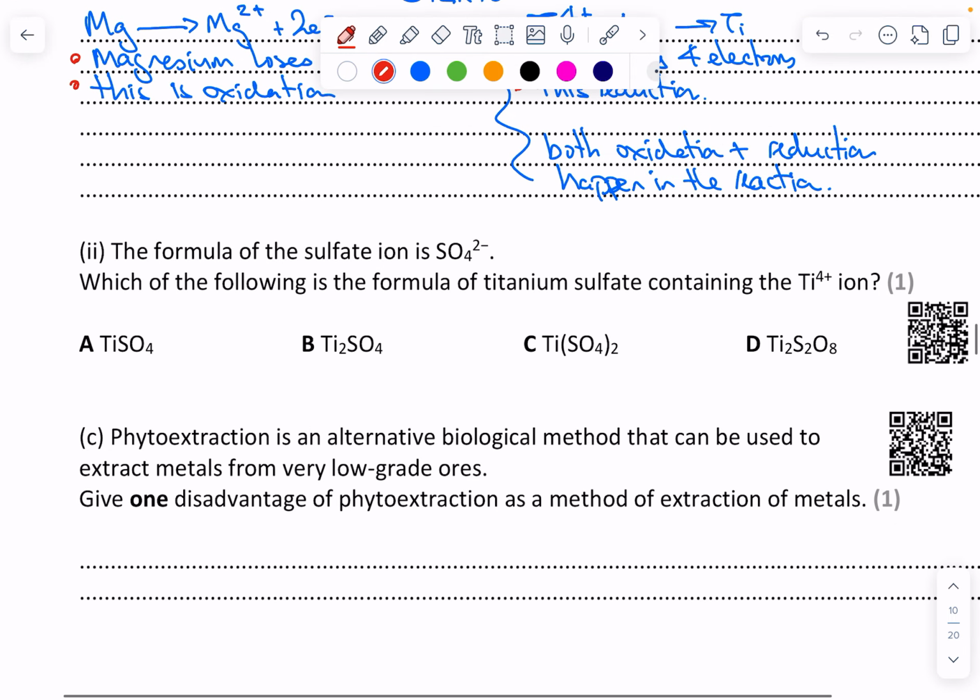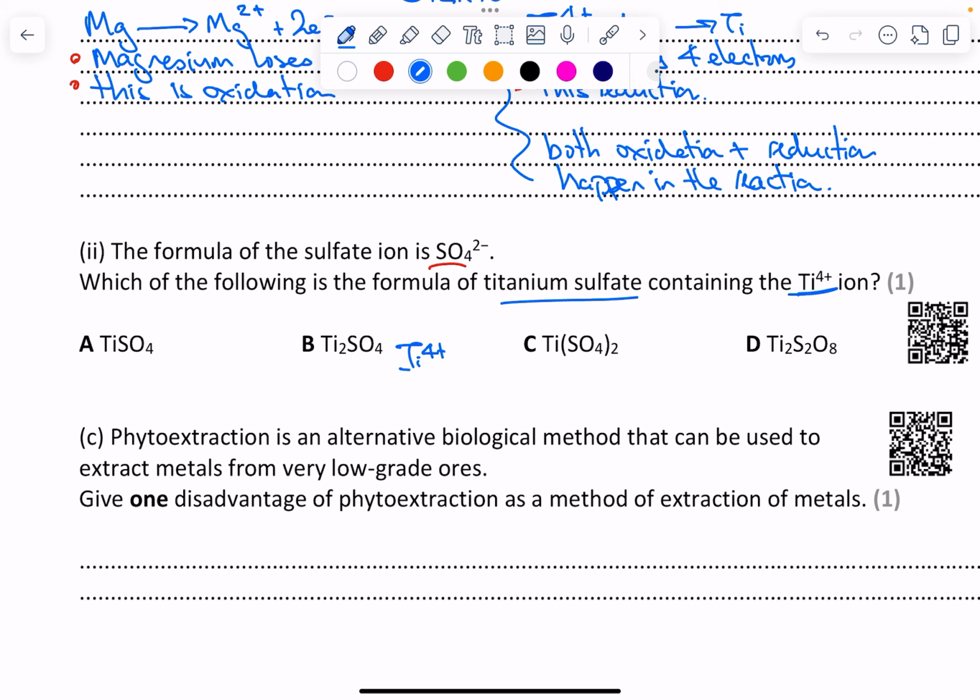Okay, we've got sulfate formula, and it wants us to work out the formula for titanium sulfate with a 4+ ion. Let's do a little bit of working out just in the middle here. So I've got Ti4+, wanting to make 4 bonds. I've got a sulfate, which is SO4 2-, wanting to make 2. Now before I swap these over, we need to simplify this. That becomes 2 and 1. Then you can cross these over.